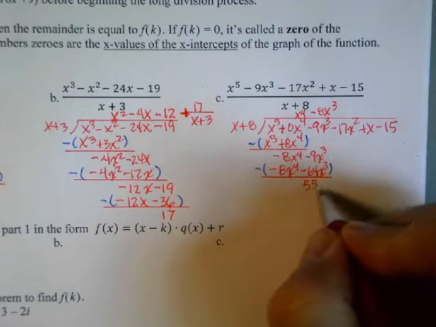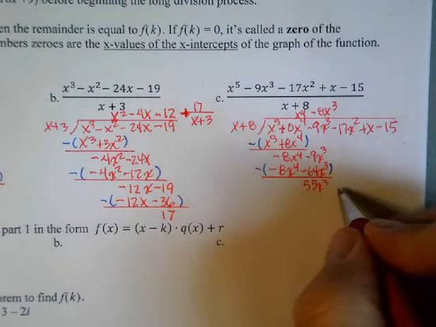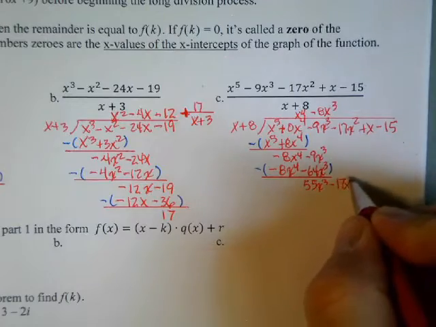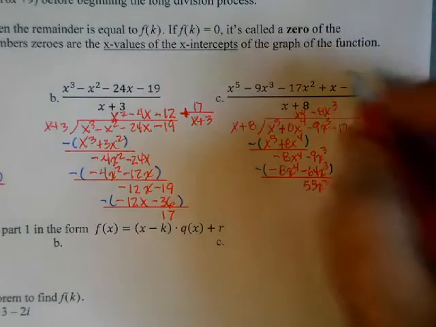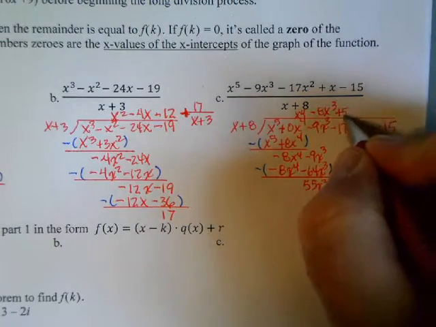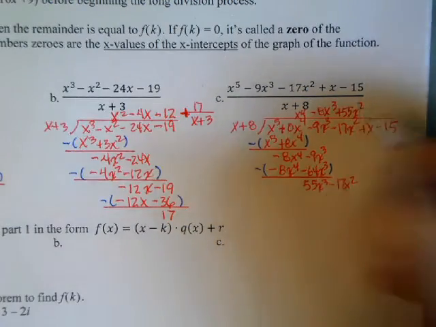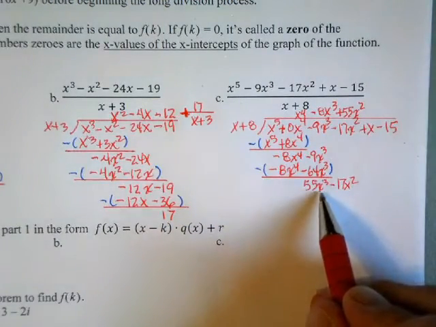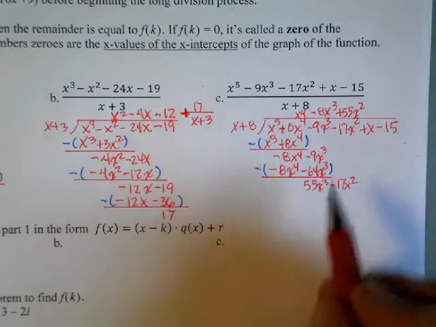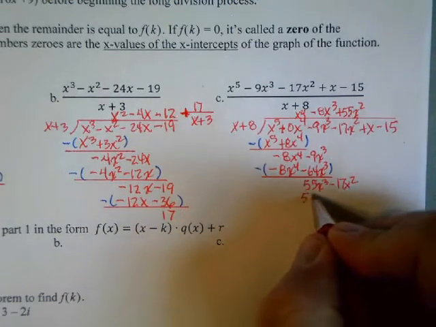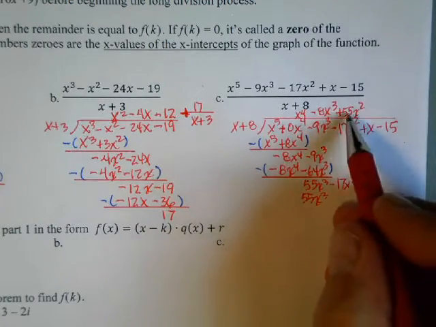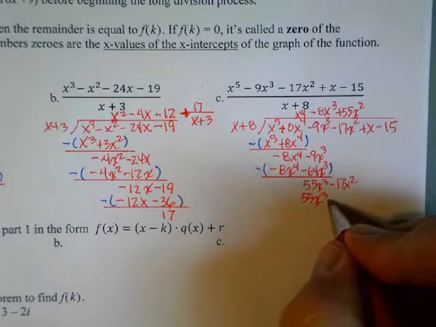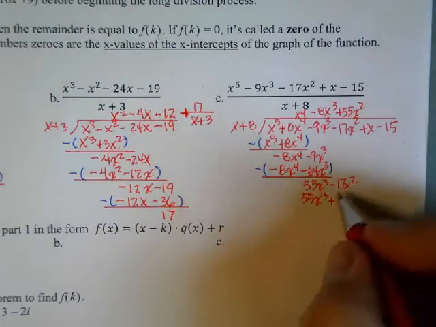Bring down the next one, which is the 17x squared. So now I'm going to need a plus 55x squared to get me 55x cubed. 55x squared times x gives me my 55x cubed. And then 55 times the 8 will give me 440x squared.